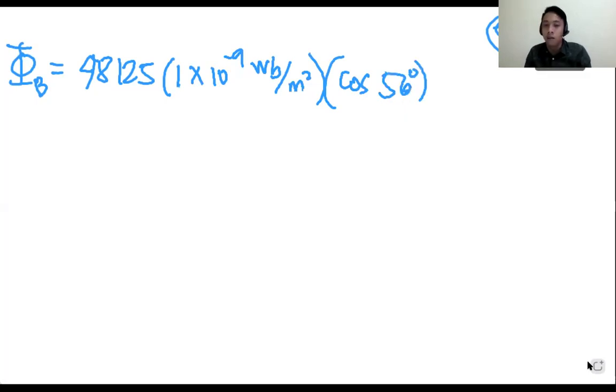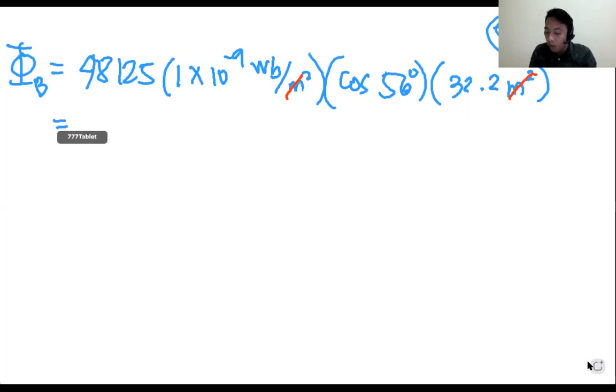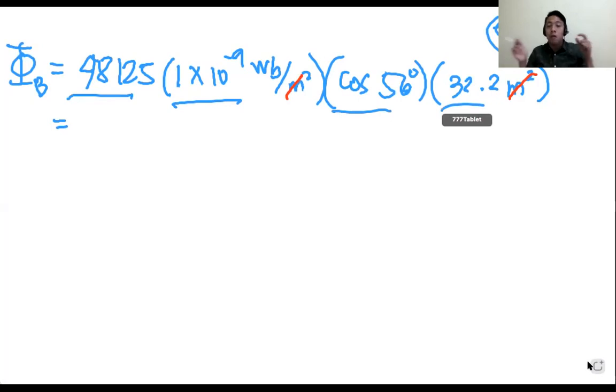Then multiplied by the area. Our area is 32.2 meter squared. So from here, we can now cancel those meter squareds. So we will have this, and we will just multiply this, this, and this. Okay? You can input all of these numbers in your scientific calculator to make it easier. If you don't have a scientific calculator, if you want to solve by hand, then it's also okay.